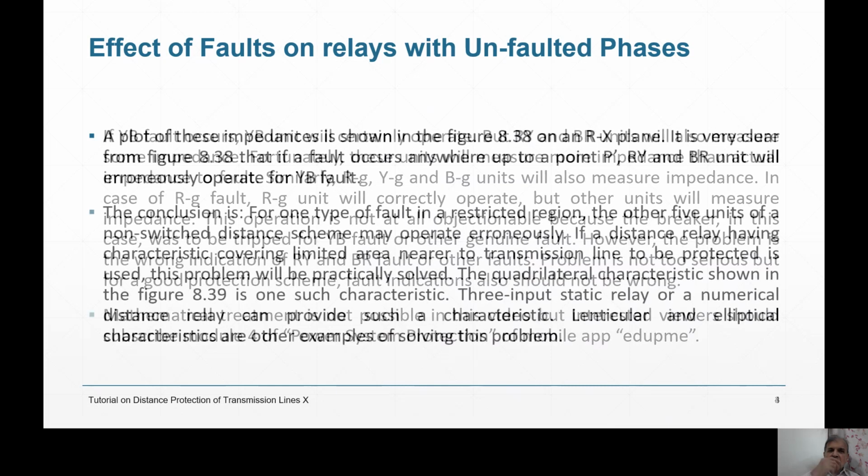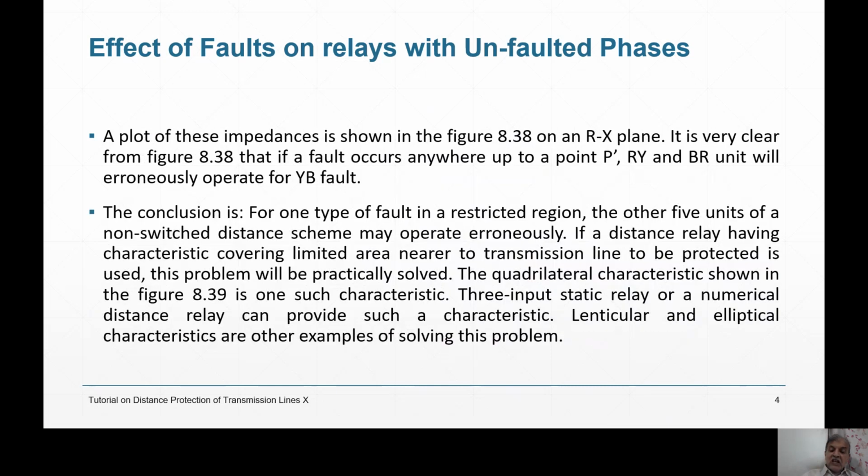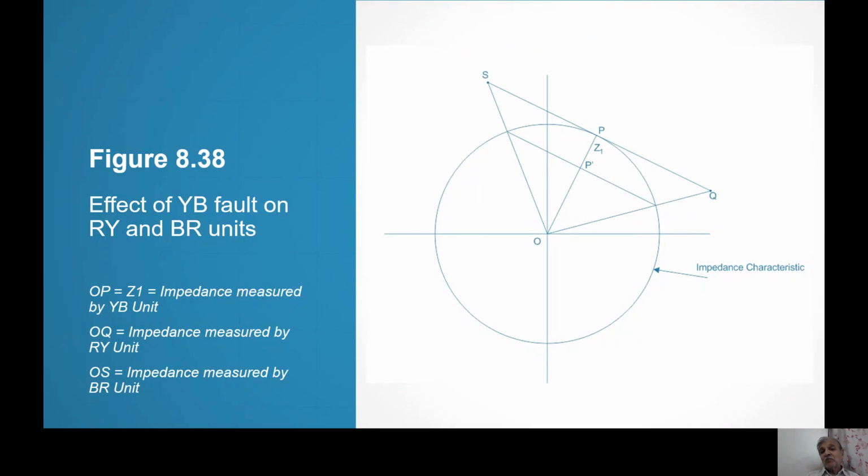Anyway, going further, what happens is this. OP is the impedance measured by the YB unit when a YB fault occurs. Okay, well, correctly measured. But at that time, OQ is the impedance measured by the RY unit, though a YB fault has occurred. And for the BR unit it is OS. Q and S are both outside the characteristic circle, so I am not worried.